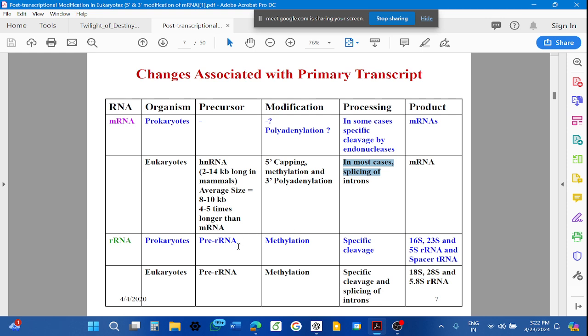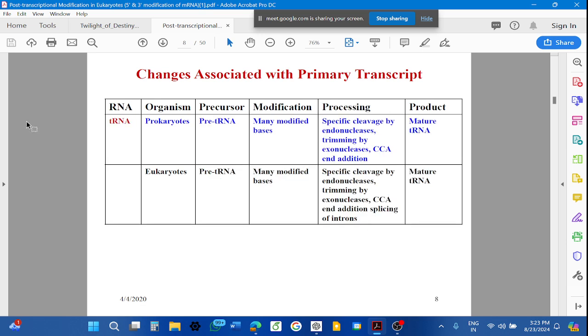In prokaryotes, there is no splicing taking place. Eukaryotes have this cleavage and splicing, but in prokaryotes it is not there. In transfer RNA, there are different other modifications which take place.